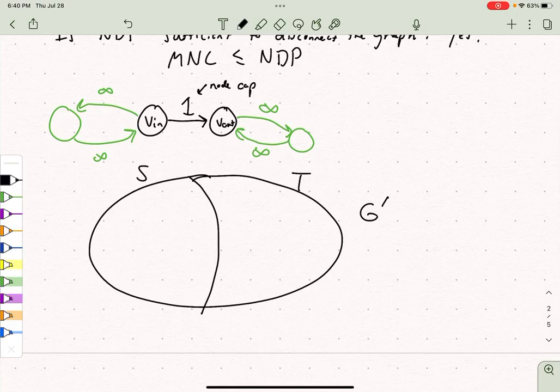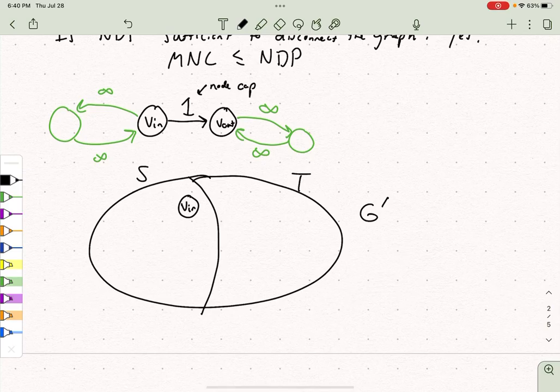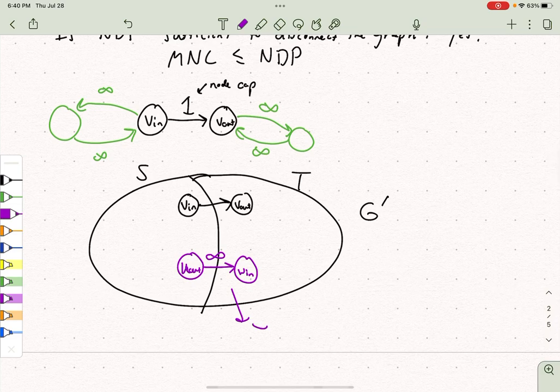So each edge that crosses the cut has to be one of these V ins to a V out. And that's because if we tried anything else, if we had some like U out to W in, well, remember this has infinite capacity. So that would give us an infinite capacity cut, which is not optimal.